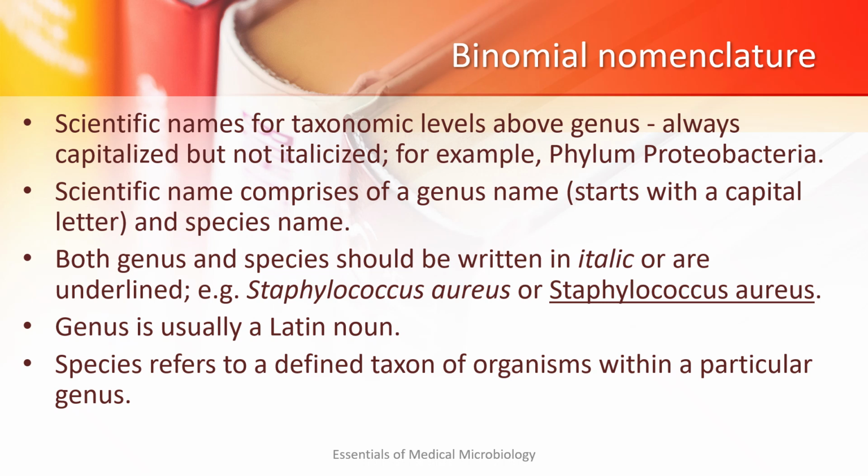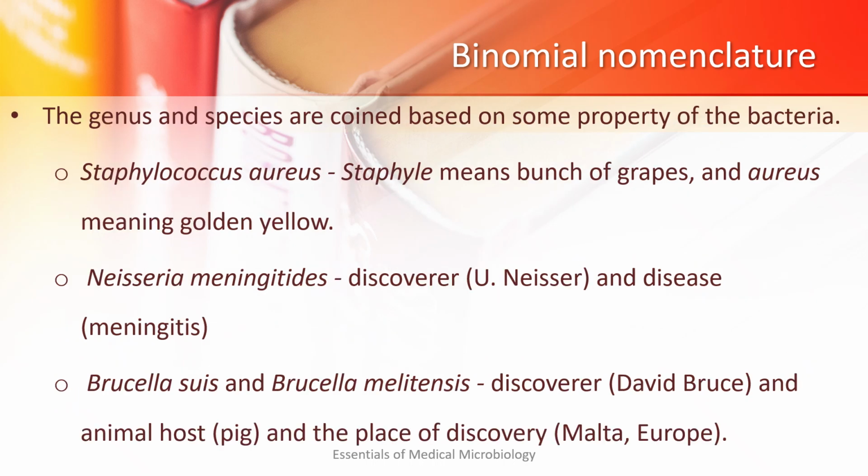Here I have given an example of Staphylococcus aureus. You can see the example here, Staphylococcus aureus, it is in italics. The genus name will start with a capital and the species name will start with a small letter. Or else you can write Staphylococcus aureus and underline it. Genus will usually be a Latin noun. Species refers to the defined taxon of organism within a particular genus.